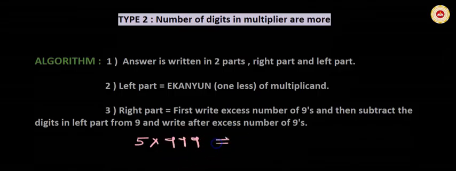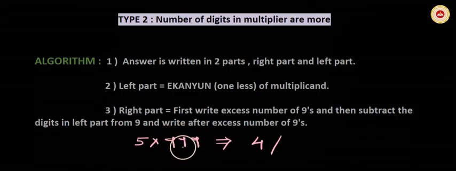See, the answer is calculated in two parts, left part and right part. What is left part? Ekanyunen of the multiplicand. That means subtract 1 from the multiplicand. In this case, subtract 1 from 5. 5 minus 1, 4. Draw a slash. Now see, what is right part? First write the excess number of nines and then subtract digits in left part from 9 and write after the excess number of nines.